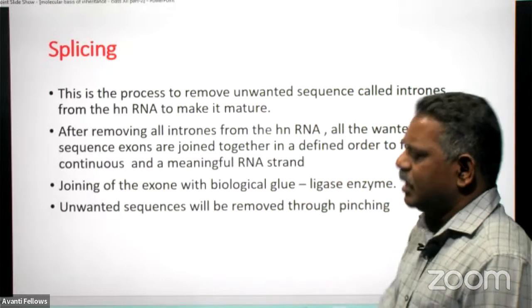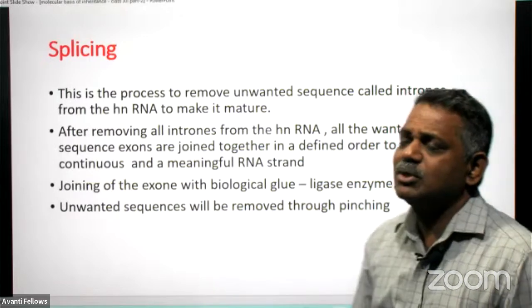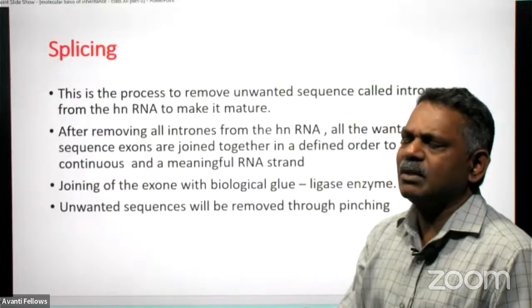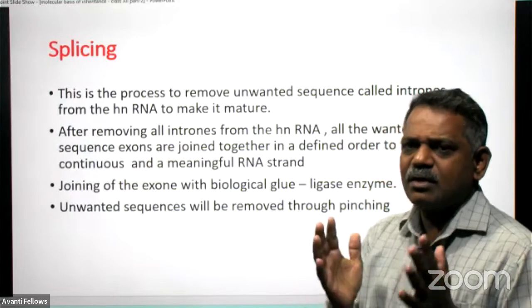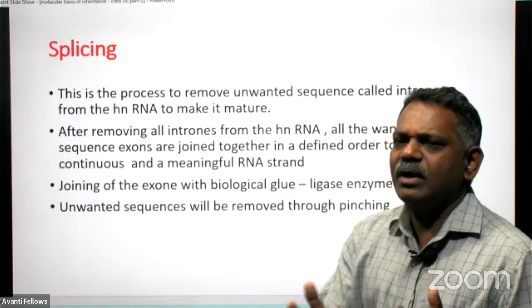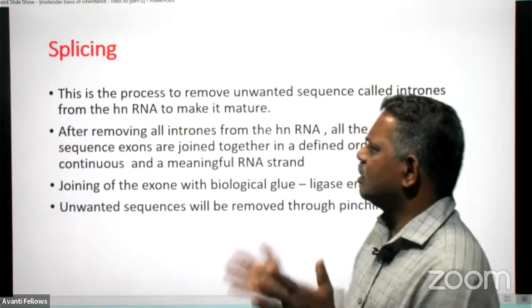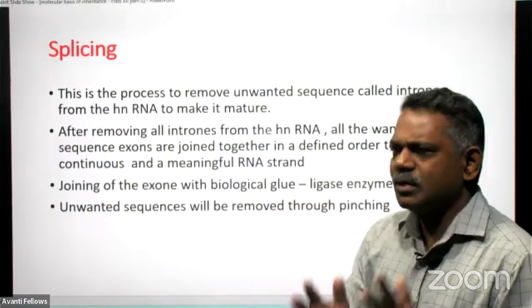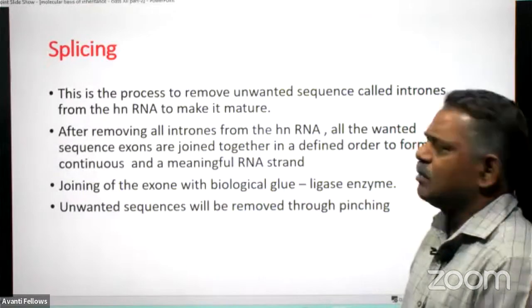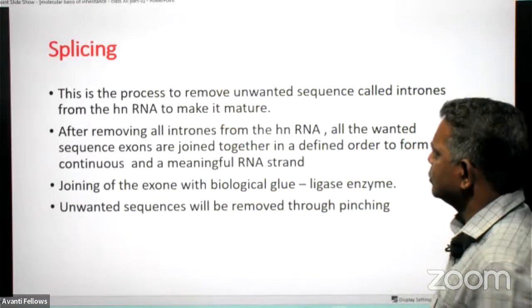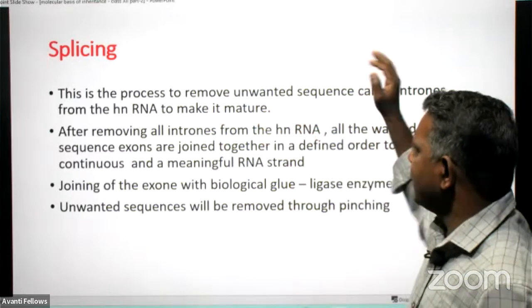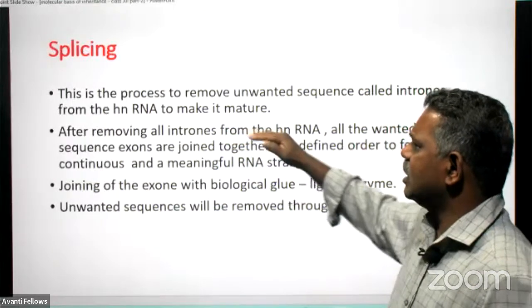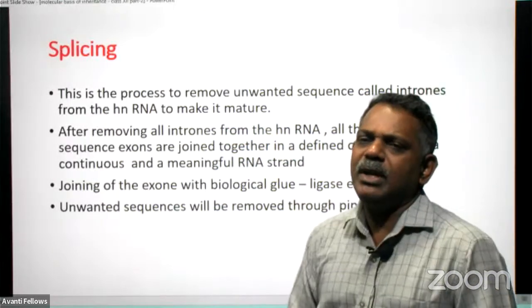As I told you, there are two types of sequence present in immature hnRNA. Some sequences are required for protein synthesis, and some are not required. The required sequences are called exons, and the unwanted sequences present in the hnRNA are called introns. This process removes the unwanted intron sequences from the hnRNA molecule, and it is called the splicing process. It is the process to remove unwanted sequences called introns from the hnRNA to make it matured and meaningful.